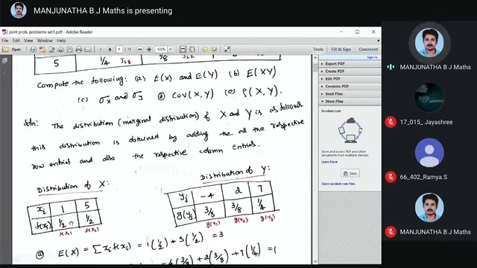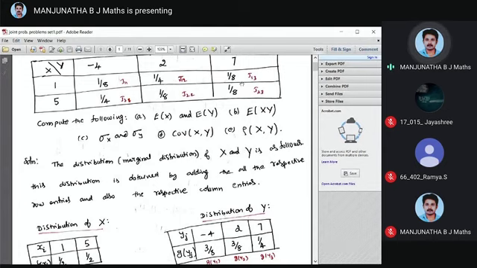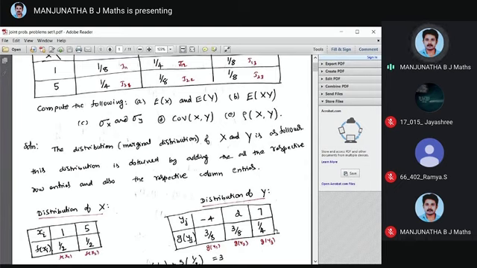2 plus 1, 3 by 8. 2, 1 by 4 plus 1 by 8, 3 by 8. 7, take column entries, that is J13, J23, 1 by 8 plus 1 by 8, 2 by 8, 2 by 8 means 1 by 4.